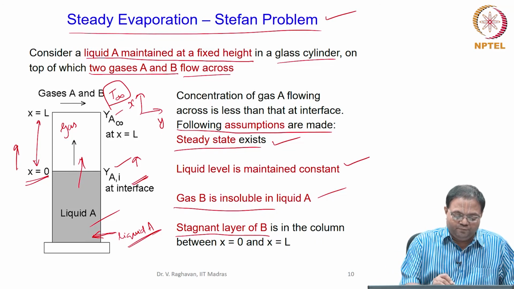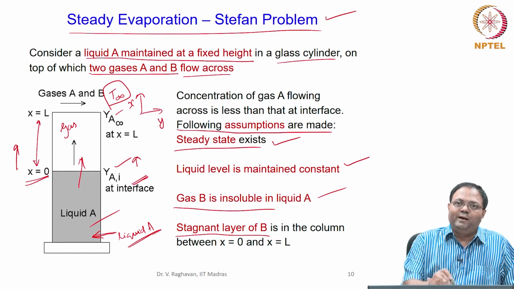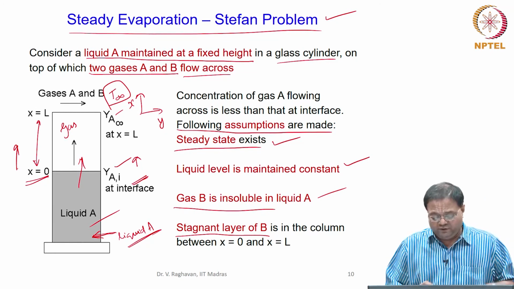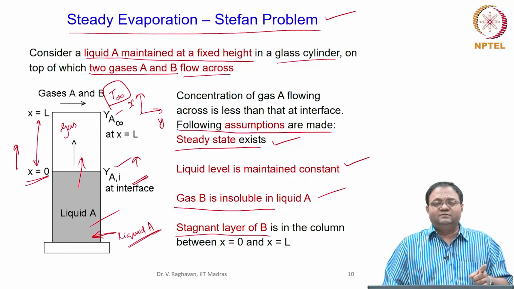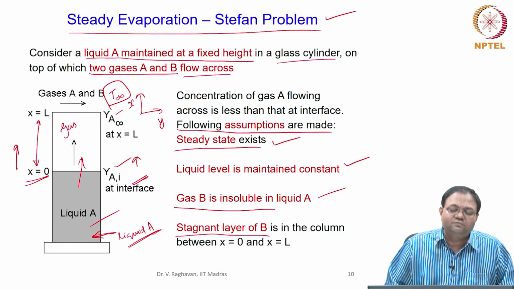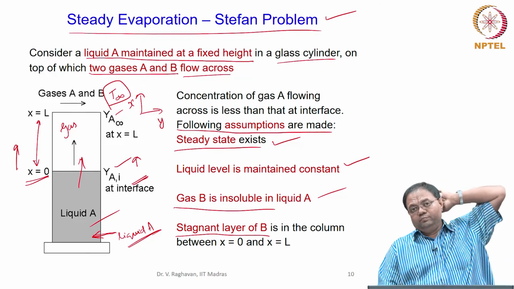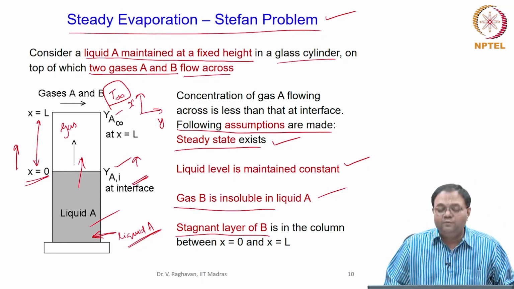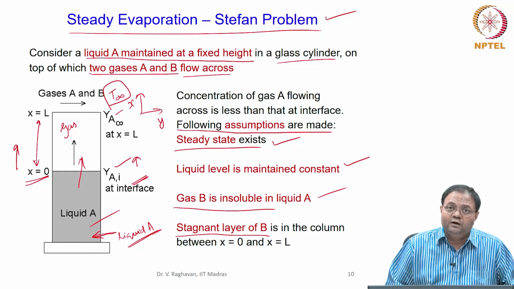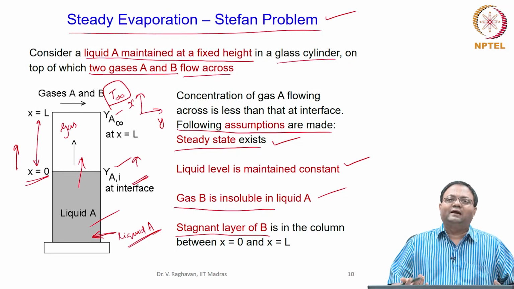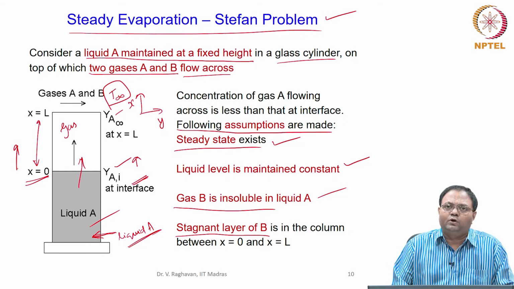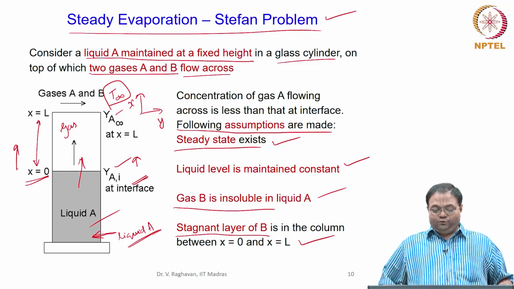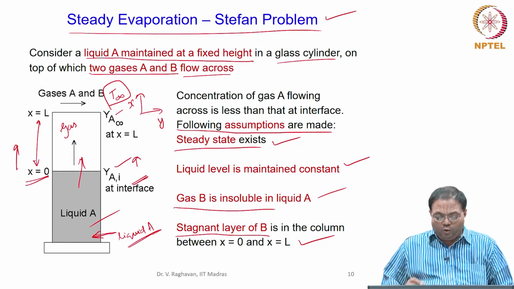So, obviously, in a binary mixture like this, 1 minus YA will be equal to YB. So, you can very easily calculate YB, which is present in this column between x equal to 0 and x equal to L. So, that means the layer is going to be a stagnant layer which has transported B due to diffusion. So, this is the fourth assumption made. Okay. So, how will you solve this problem?